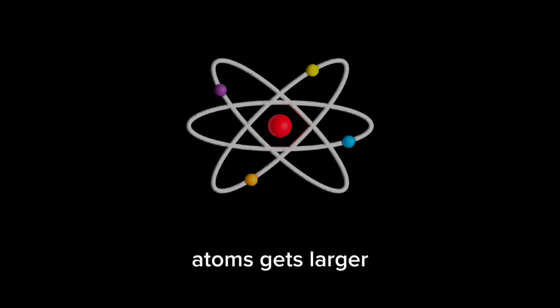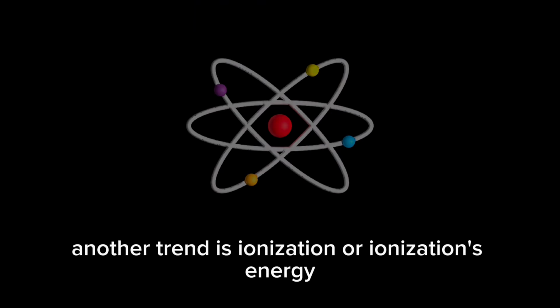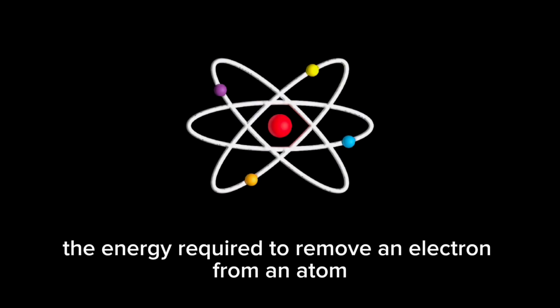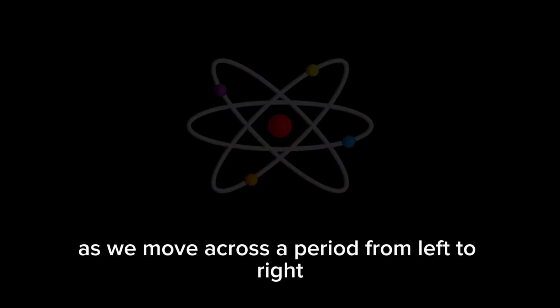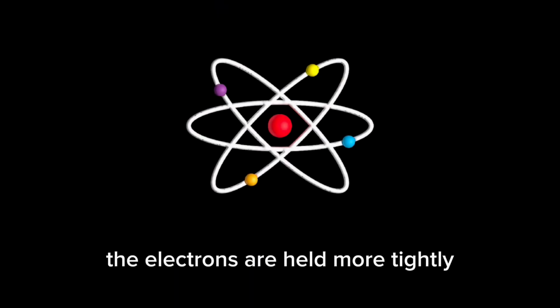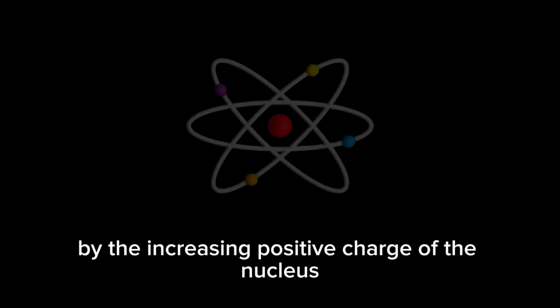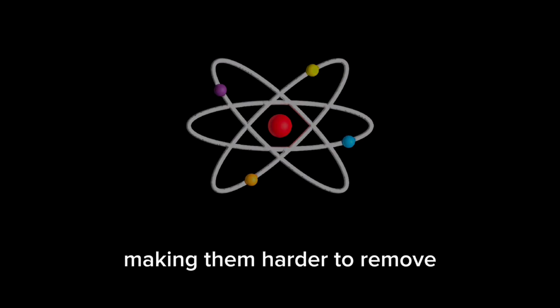However, as you move down a group, atoms get larger. This is because electrons are added to higher energy levels, farther from the nucleus. Another trend is ionization energy, the energy required to remove an electron from an atom. As we move across a period from left to right, ionization energy increases. The electrons are held more tightly by the increasing positive charge of the nucleus, making them harder to remove.